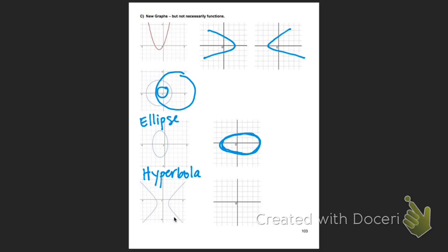So this one, it goes to the left and the right. What's another way you think it could go? So it could go up and down.